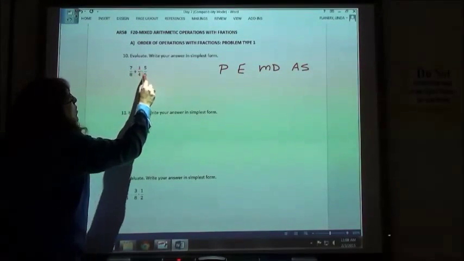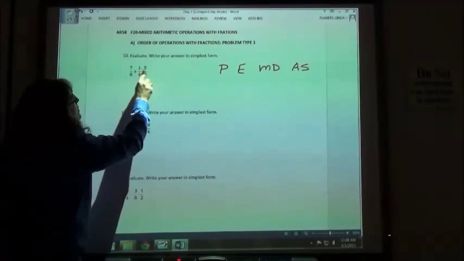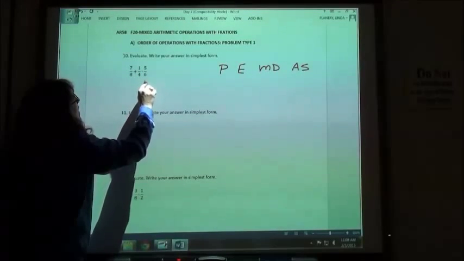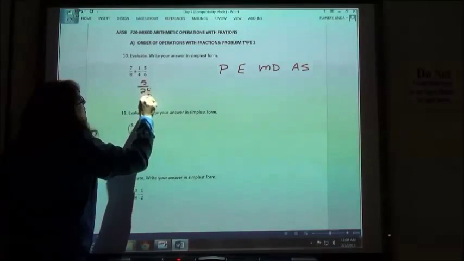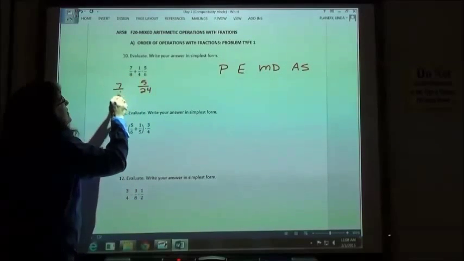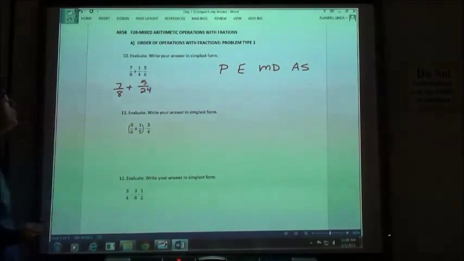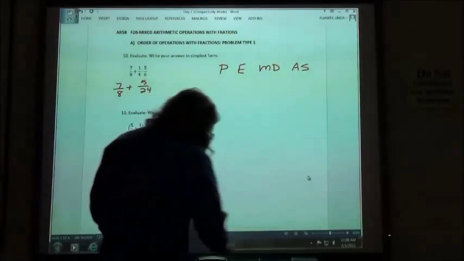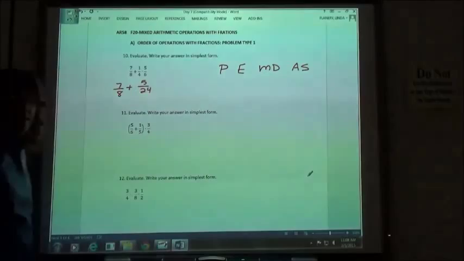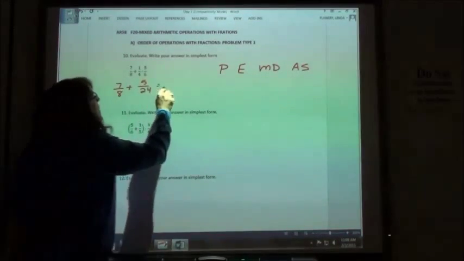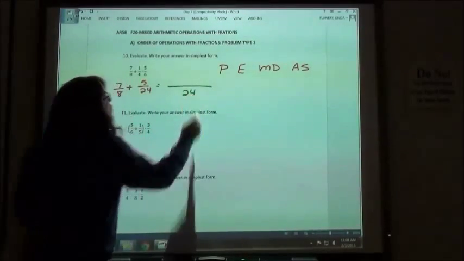I can't reduce the 1 with the 6 or the 5 with the 4, so I'm just going to multiply across the top and the bottom and get 5 24ths. I have 7/8 in front, so now my problem is to do 7/8 plus 5 24ths. In order to do that, I have to find my common denominator when I add and subtract. My common denominator happens to be 24.